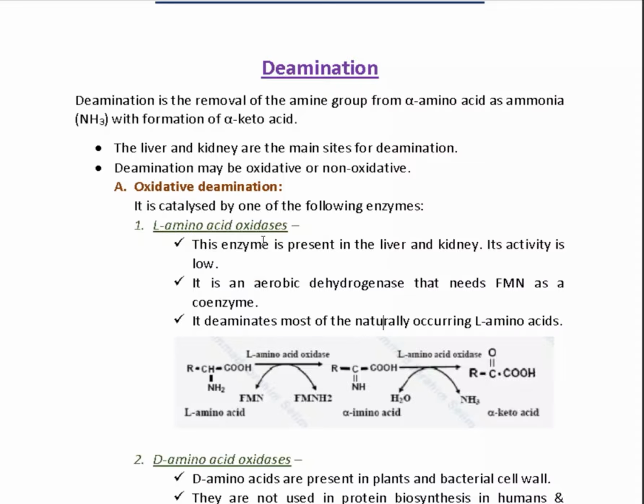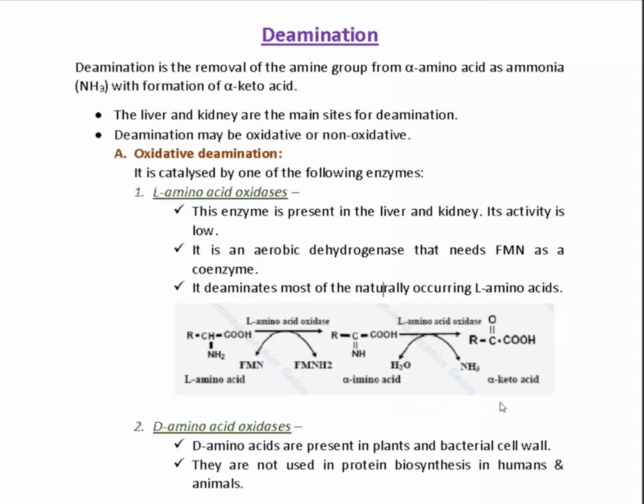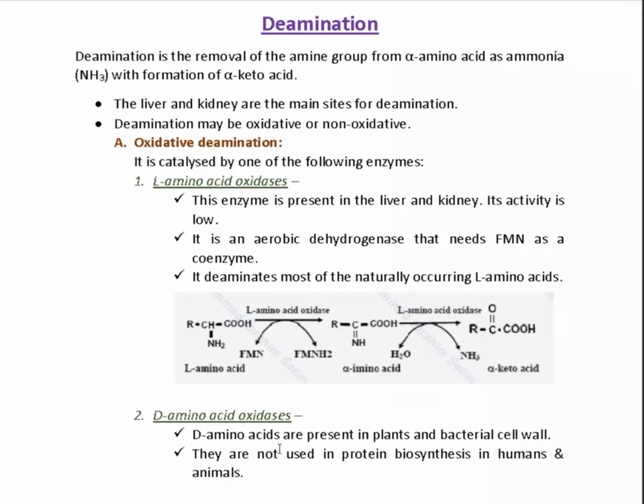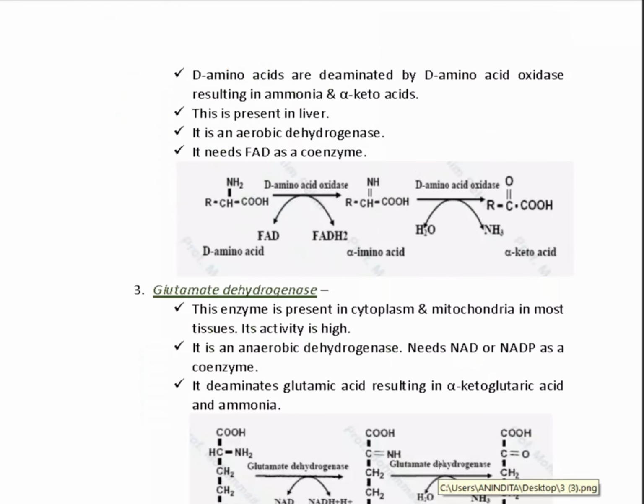Secondly, D-amino acid oxidase. D-amino acids are present in plants and bacterial cell walls, and most of them are not used in protein synthesis in humans as well as animals. D-amino acids are deaminated by D-amino acid oxidase, resulting in ammonia and keto acids. This enzyme is present in the liver, it is an aerobic dehydrogenase and needs FMN as a coenzyme. So D-amino acids to keto acids, and the enzyme is D-amino acid oxidase.